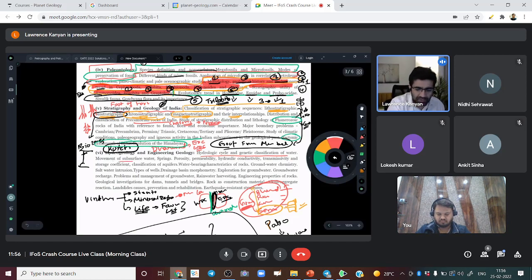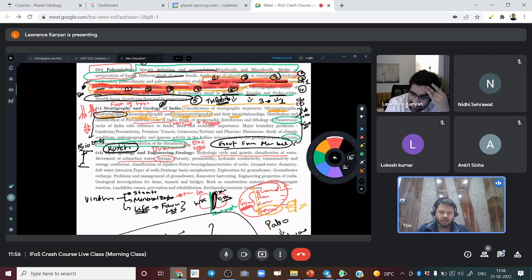Movement of subsurface water, springs. I think for the springs part you can just Google it anywhere. Or Mayank sir, have you shared this part? Springs, I'm not sure. I can share the notes. You also just share it. It is also given in GC Sahu, I think, the classification of springs. So this is a very simple thing, the types of springs that you get. Movement of subsurface water is where they can ask you about Darcy's law.